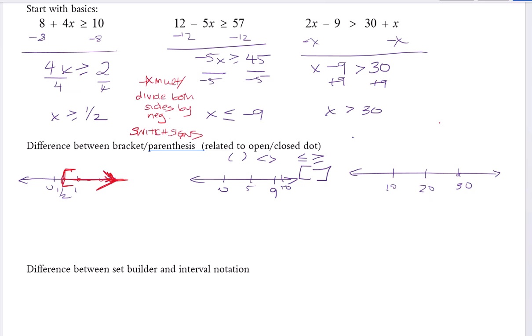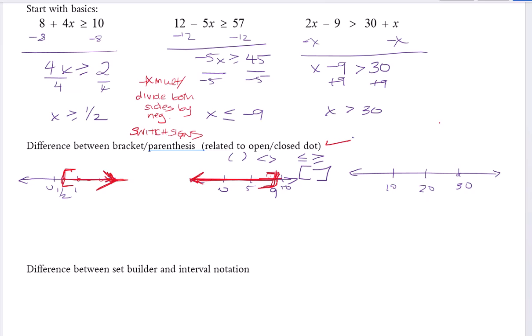And then on this one, we have 9, and it says x is less than or equal to 9. So again, being less than or equal to, we're in this territory. So I'm going to set up the bracket, and I want everything to be less than 9. So it can be equal to 6, 7, 5, 0, negative 4. So we're going to shade everything to the left. Left is less than, right is greater than.